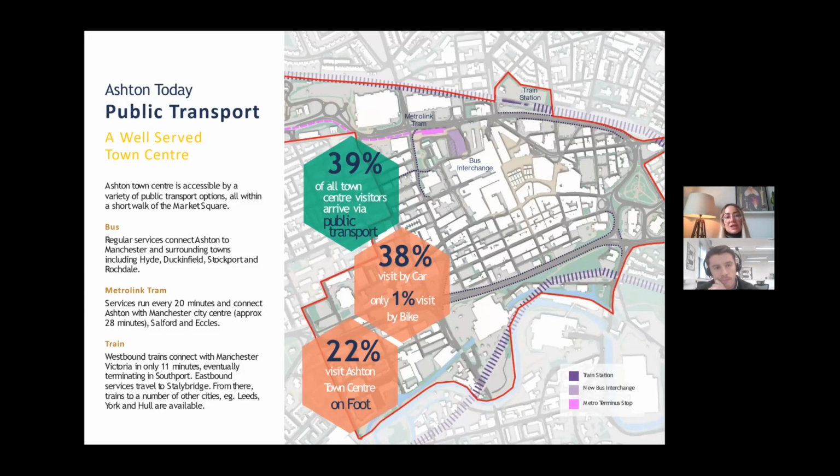So we've looked at public transport. This is one of the outputs from the survey. We asked people how they visit the town centre. Really encouragingly, 39% of visitors arrive by public transport. However, a relatively large proportion of people visit by car, which is to be expected, and interesting, quite a lot of people visit on foot. So again, that alludes to the fact there are a lot of very, very local resident visitors using Ashton Town Centre.